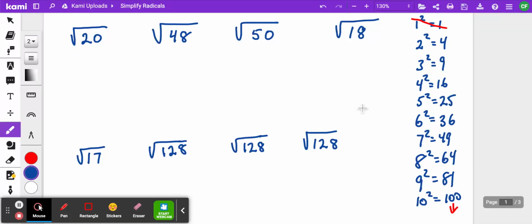Right, we're going to simplify radicals here. I made a little table of perfect squares. We're going to use the numbers down in this right-hand column. Okay, they're the perfect squares. The square root of 4 is 2, the square root of 9 is 3, etc.